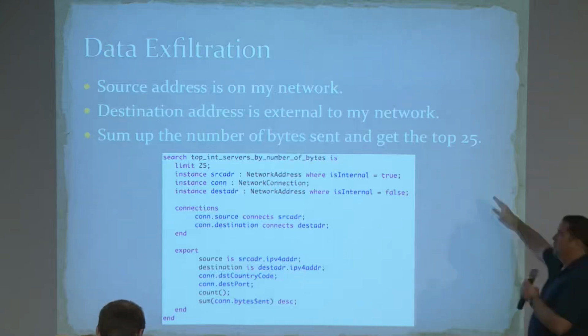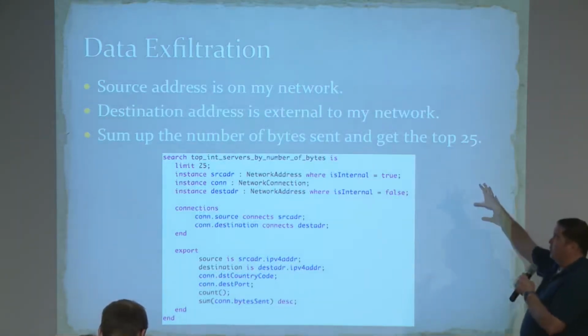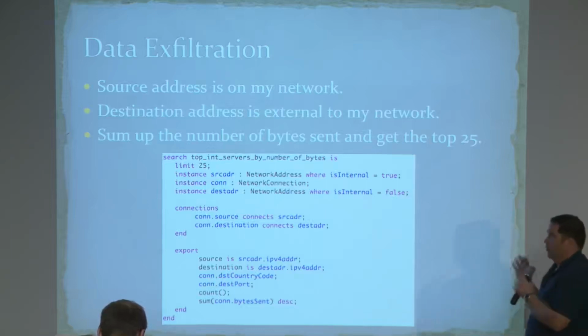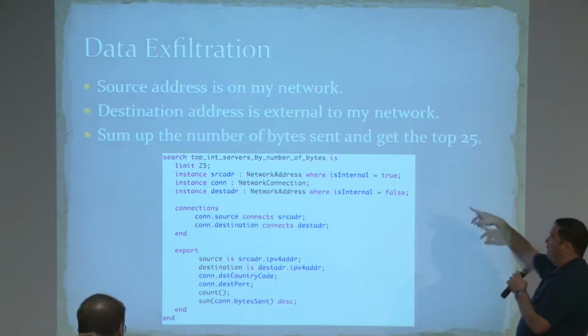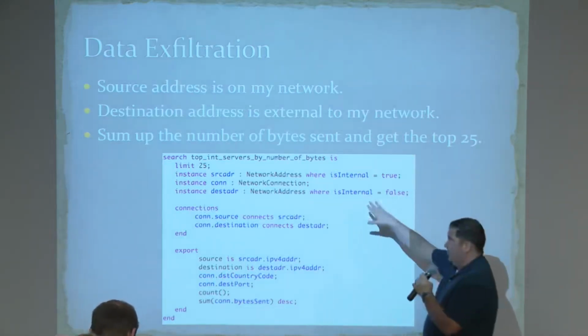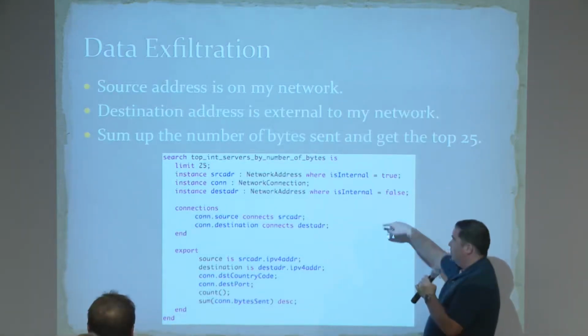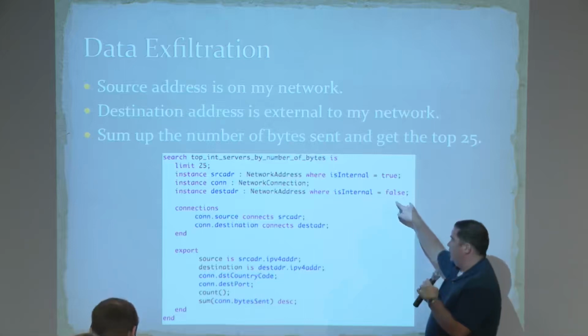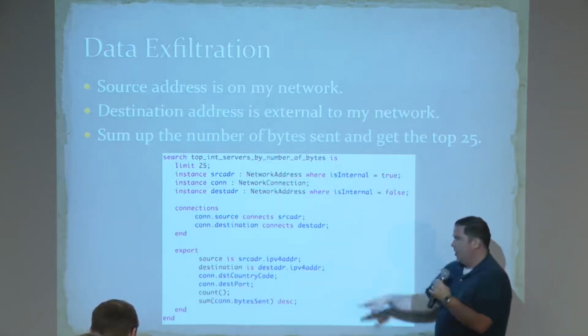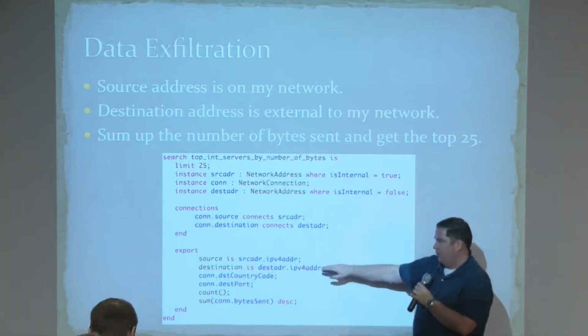So in this case, we're looking for a source address that's on our network. We're looking for a destination address that's external to our network. So we're making sure that this is being sent outside. And then we just sum up the number of bytes sent, and we get the top 25 that boil up. So the way this works in PQL, we limit 25, that says just show us the top 25 results. Is internal is true for the source address. It's false for the destination address. We have our connections.